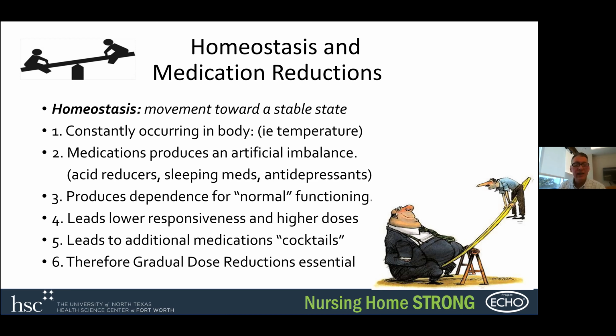Homeostasis produces a dependence for normal functioning. It leads to lower responsiveness, and you end up taking higher doses. And this is why we see in the geriatric field an accumulation sometimes of several medications that we've added and built up because the first ones didn't work, or they wore out and stopped giving us that effectiveness. So you end up with cocktails and more medications than we wanted to have.